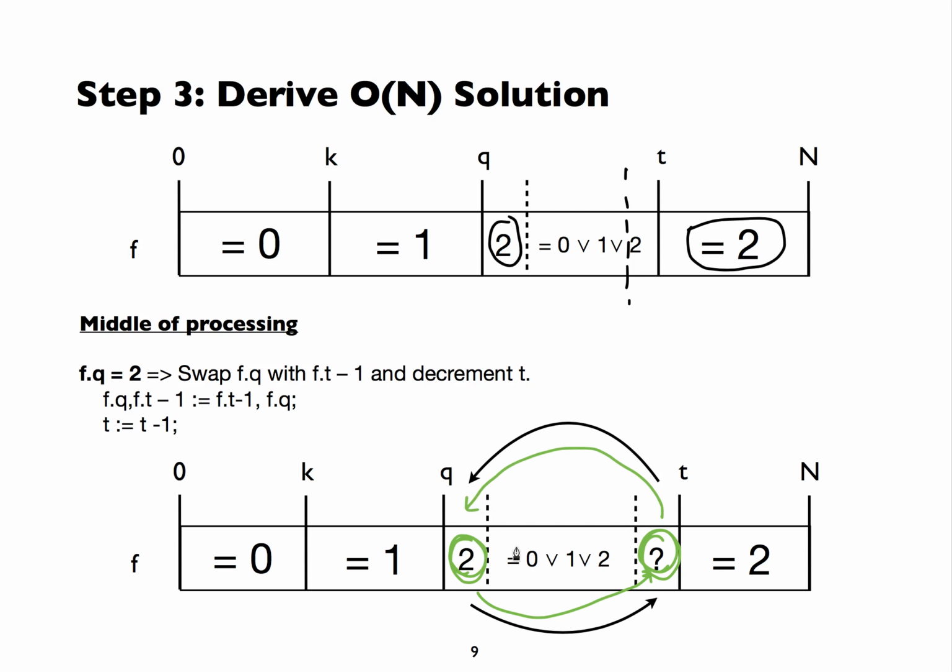Once we do that, we now know that there's a 2 here. And what we need to do is decrement t. So the code to do that, we'll have a swap operation that will swap f.q with f.t minus 1. And then we'll decrement t.